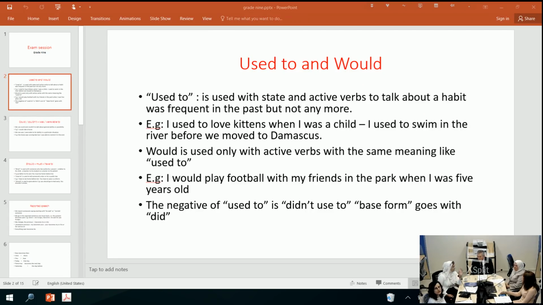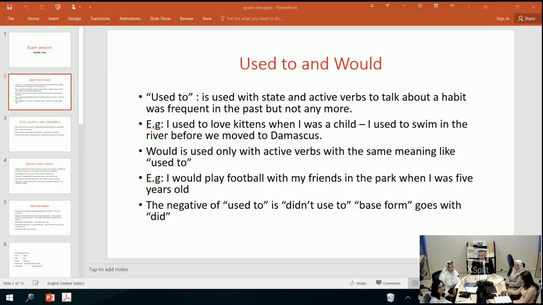We can't use them with state verbs. So when it is an active verb, both used to and would are accepted. But with state verbs, only used to. Read the example, please.